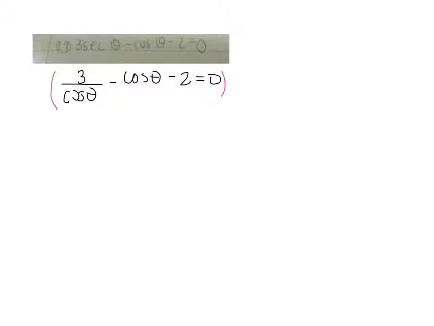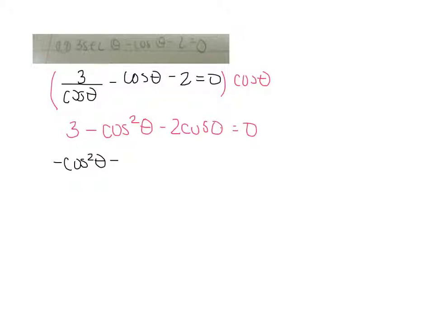So if I take this entire equation and multiply by cosine theta for each term, the first term actually becomes 3. The second term will become cosine squared theta. The third term will be minus 2 cosine theta. And the right side of the equal sign will stay 0, because anything times 0 is 0. So rewriting this, we have negative cosine squared theta minus 2 cosine theta plus 3 equals 0.